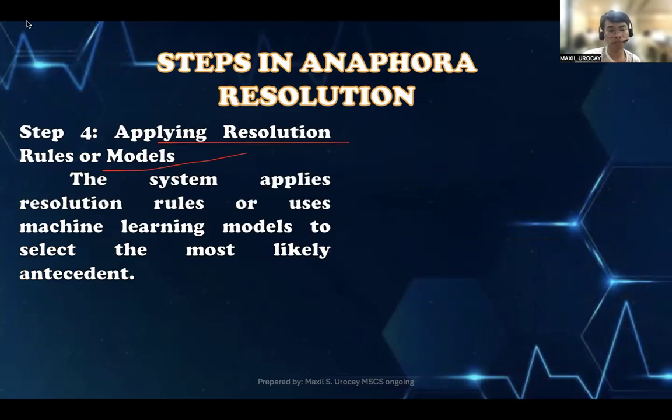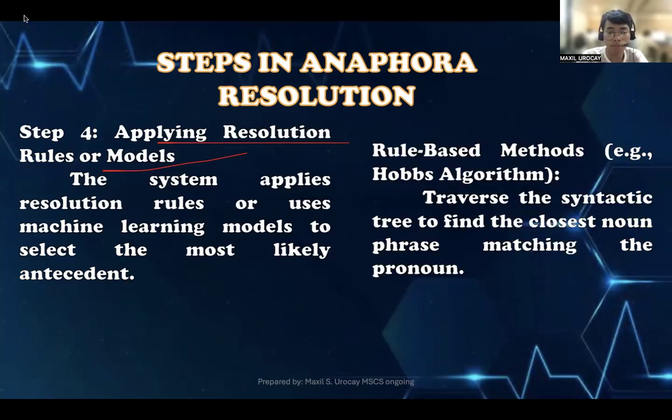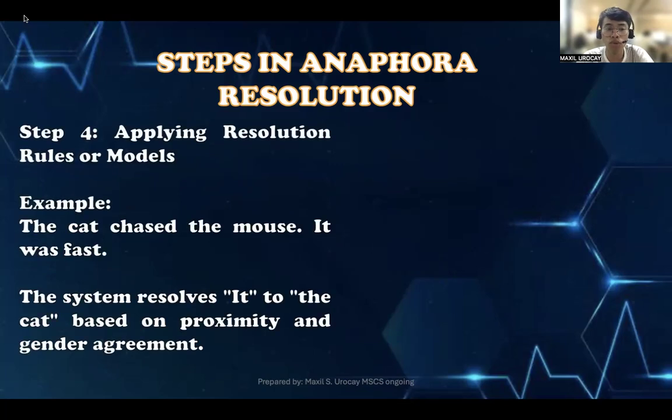Now after that, the system applies resolution rules or uses machine learning models to select the most likely antecedent. In the rule-based method, like the Hobbs algorithm, you are traversing the syntactic tree to find the closest noun phrase matching the pronoun, and then applying resolution. Here is the example: the cat chased the mouse. It was fast, so the system resolves it to the cat based on proximity and gender agreement. So we're able to identify that in our previous discussion.